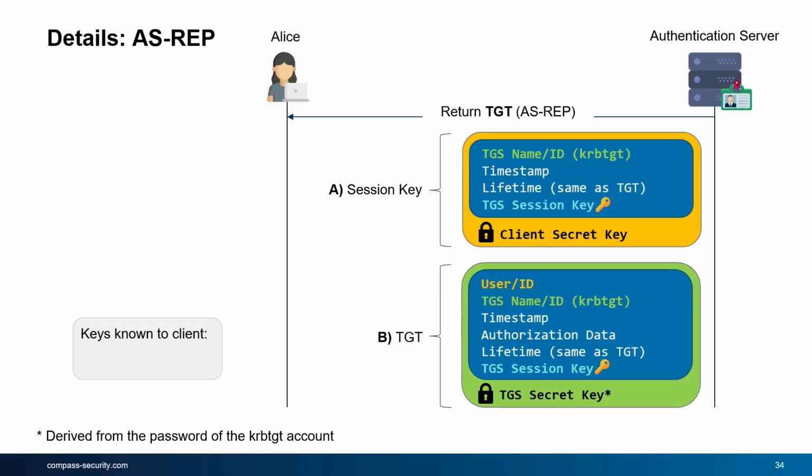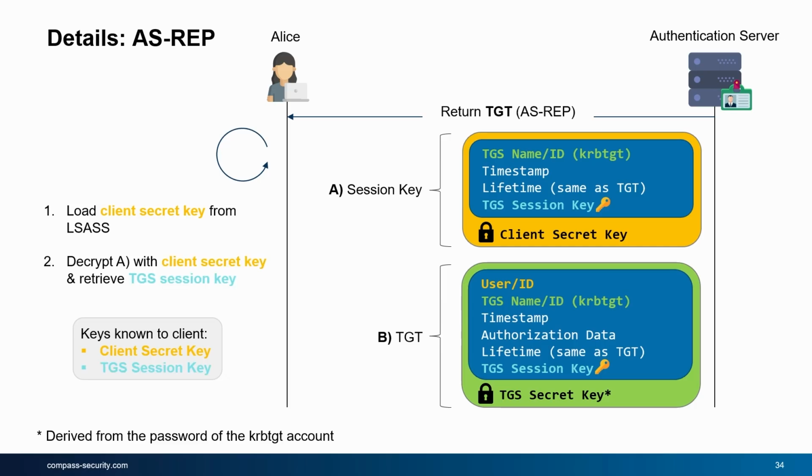What our client does then is it will first fetch our user's secret key from the LSASS process. And with that secret key, it will be able to decrypt part A of the message, the session key, and extract this session key from it. Now you can see that the same session key is also present in the TGT, but since this data structure is completely encrypted with the secret key that our client does not possess, we cannot look into this part of the message. We will simply hold on to it for later use.